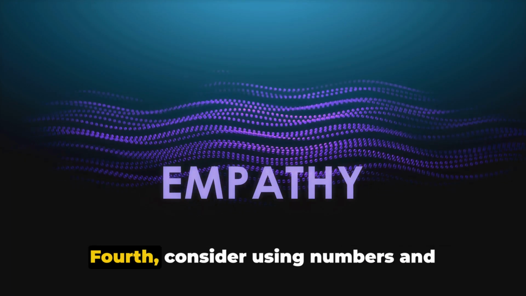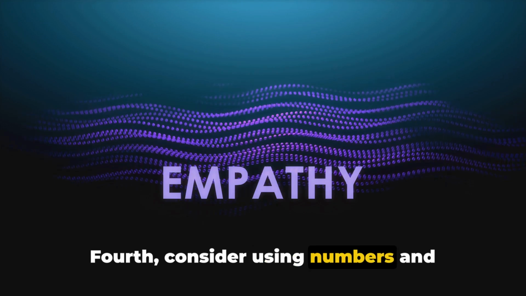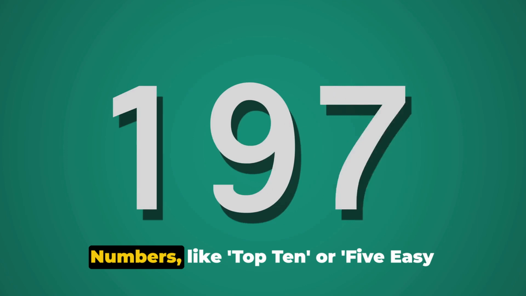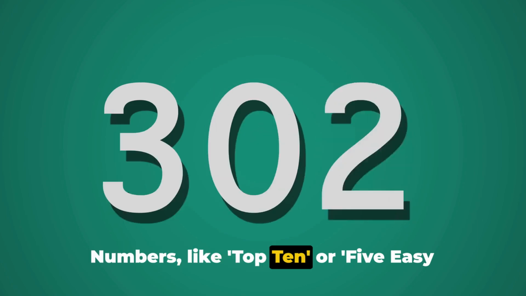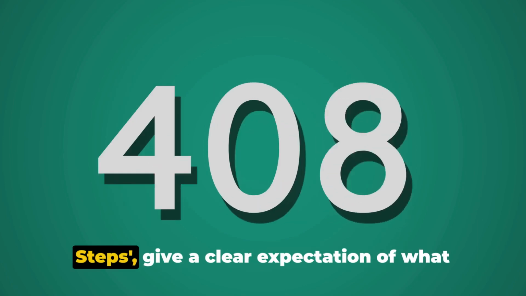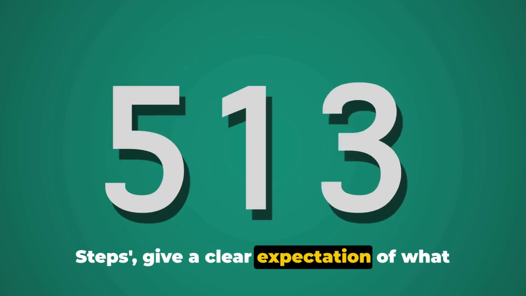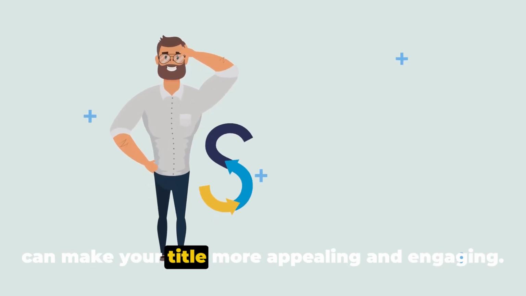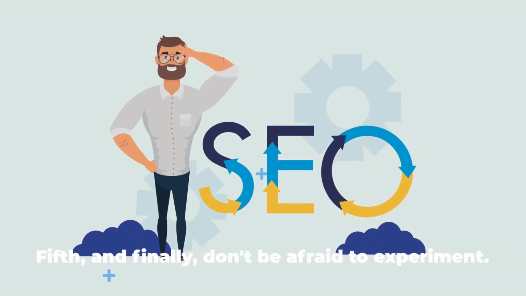Fourth, consider using numbers and emotional words in your title. Numbers like top 10 or 5 easy steps give a clear expectation of what the viewer will get. And emotional words can make your title more appealing and engaging.